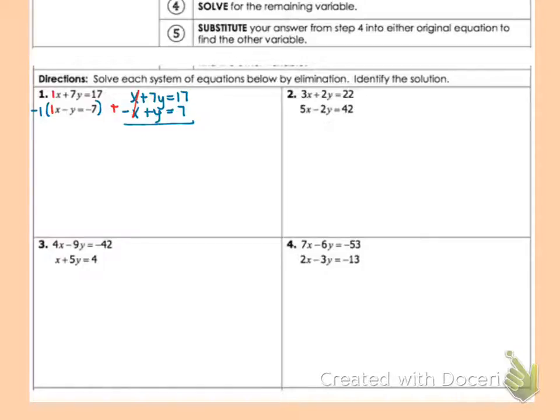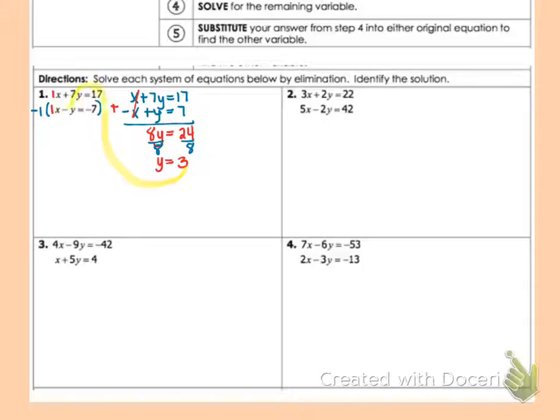And that leaves us with 0x. And then when we add the y's together, that gives us 8y. And when we add the constant terms together, that gives us 24. And so now we have a nice easy path to solving. All we have to do is divide by 8, and we can find out that y has a value of 3. Well, now that we know what y is, we can easily find x by substituting 3 in for y in either one of the equations.